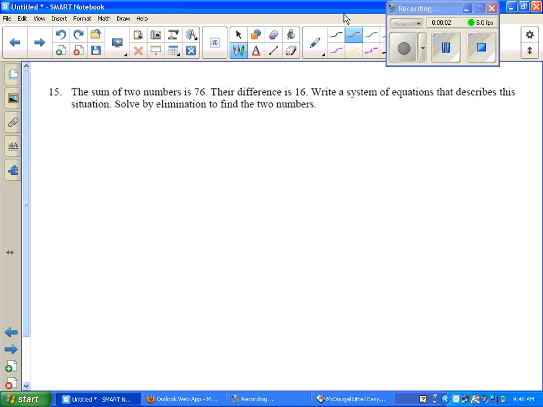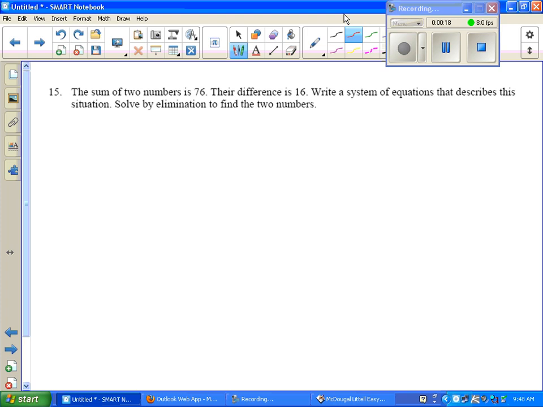This is test number 6, study guide, sections 1-1 to 7-3. This is part 3, starting at number 15 or picking up on 15. The sum of two numbers is 76. The difference is 16. Write a system and then find the two numbers using elimination.